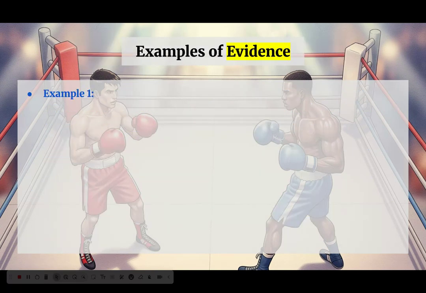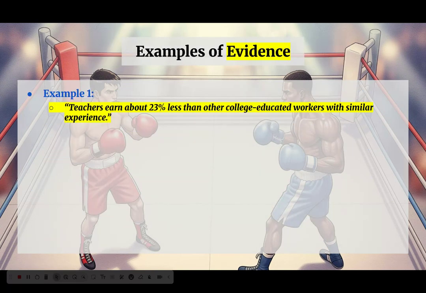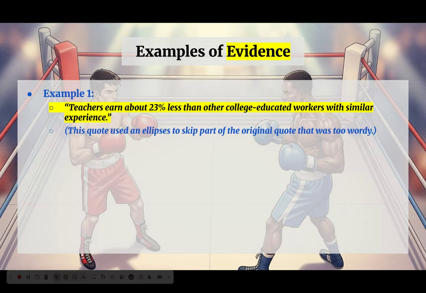Some examples of evidence include teachers earn about 23% less than other college-educated workers with similar experience. So you'll notice that this quote, it did not actually use an ellipses, so ignore that. But we do have our quotation marks to show that this is a direct quote.